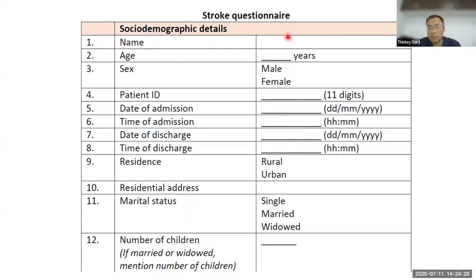Here we are collecting name, the age in years, sex, male, female. We are collecting the patient ID, which is 11 digits. We are collecting the date and time of admission, date and time of discharge, where they are, rural or urban area. And then we have kept a blank box where you're going to collect the residential address. We have the marital status, and here please pay attention that if the participant is single, you don't ask the number of children, but if they are married or widowed, you'll ask the number of children that they have.